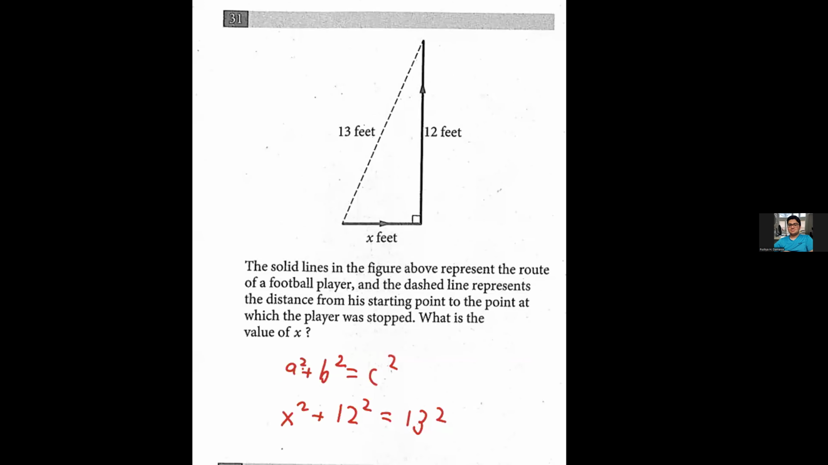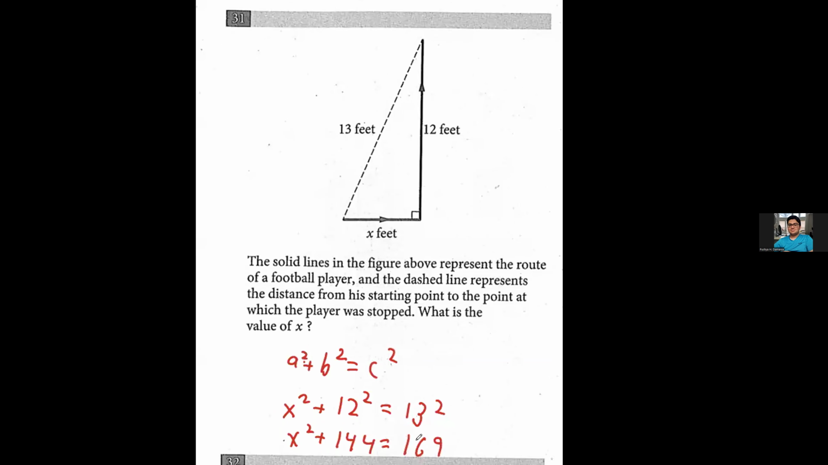So that would just be x squared plus 144 equals 169. Now to find x squared, we just take 169 and subtract 144 from it, which gets us x squared equals 25. So the square root of 25 is equal to 5. So the correct answer is 5.